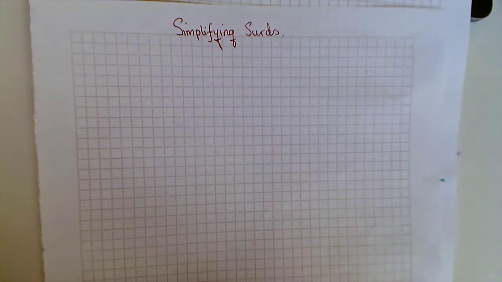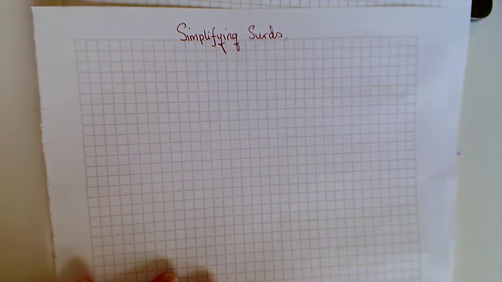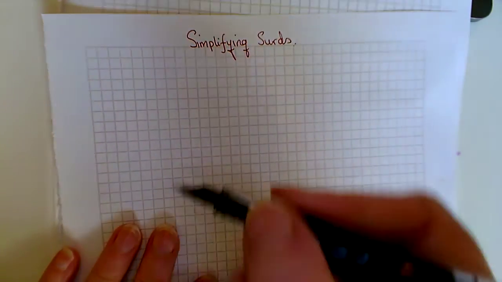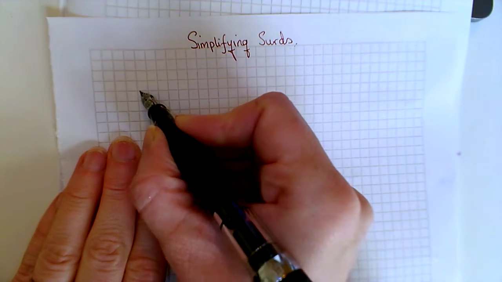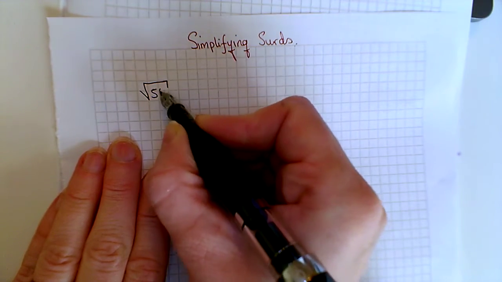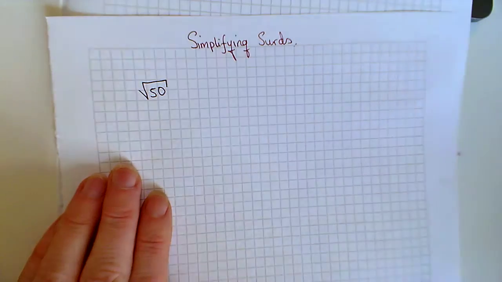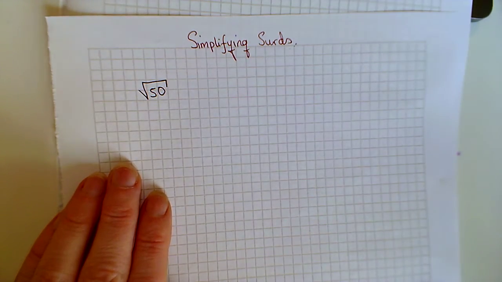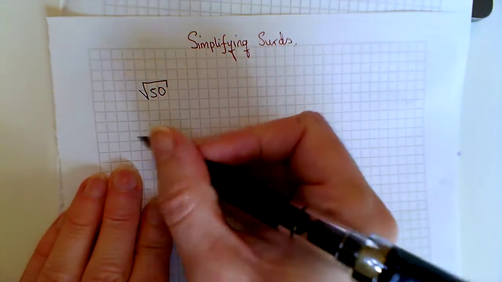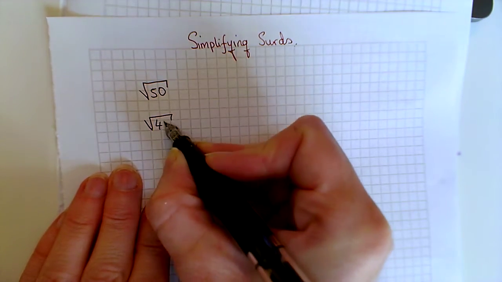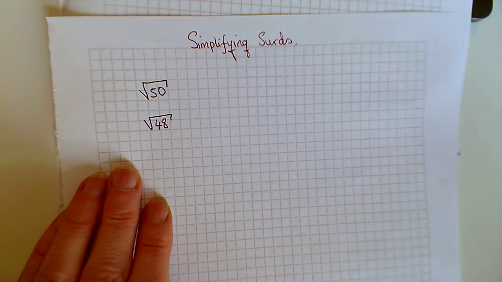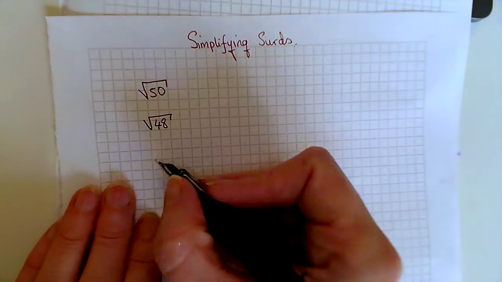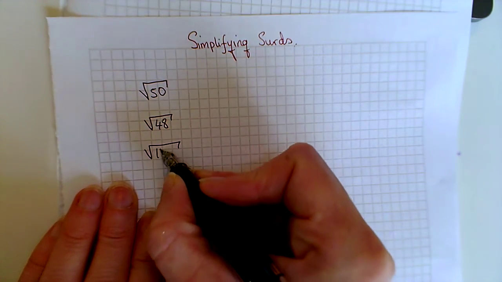Now, we're going to look at a few of the things that we can be asked to do with surds. And the first thing I want to do is looking at simplifying surds. So, as we noticed yesterday when we were taking notes, there are certain surds, like the square root of 50, or the square root of 48, or the square root of 175.